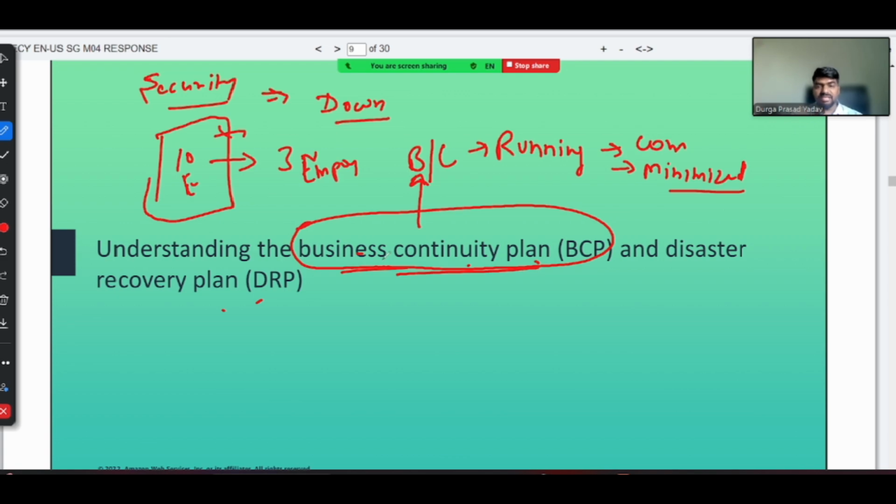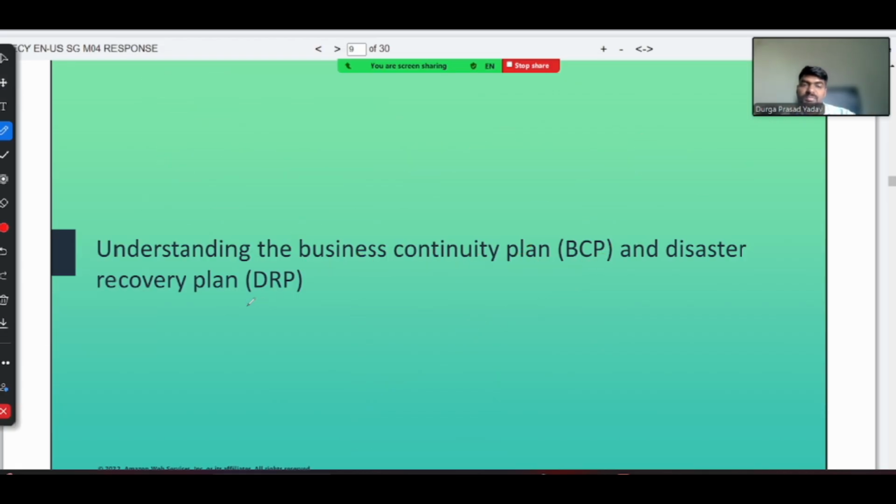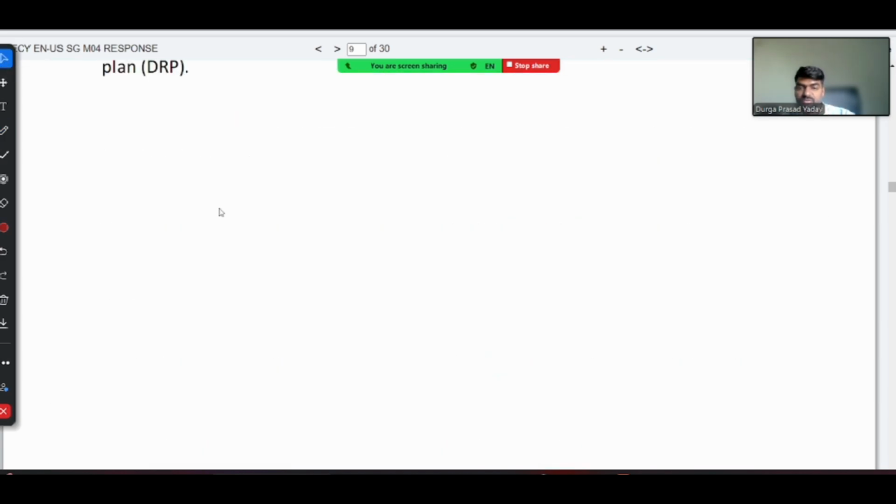So for that, there is a plan. That plan is what we call BCP. Likewise, we have a disaster recovery plan. If any kind of disaster comes up, then you will have a plan, again just to recover from the disaster. You should have the plan also. And time will play a very important role here, because we will be calculating everything with respect to time.